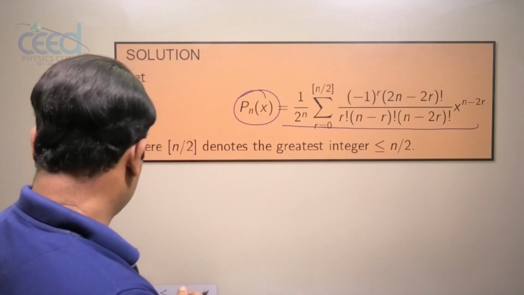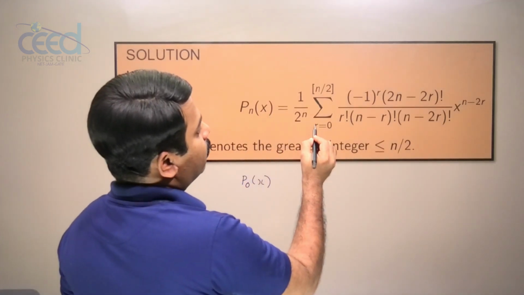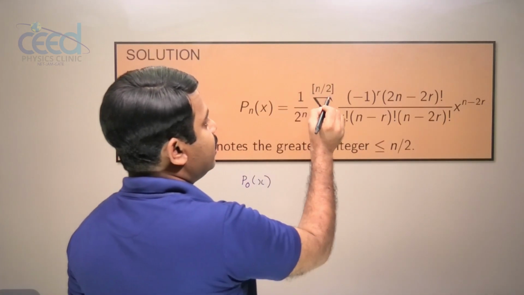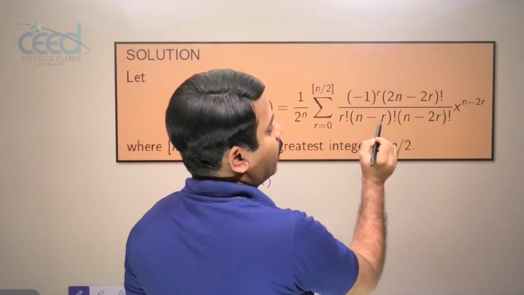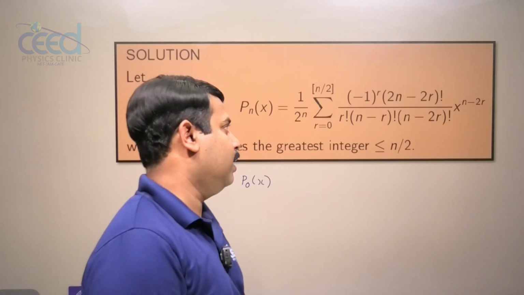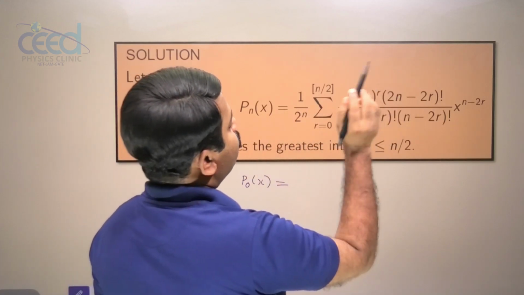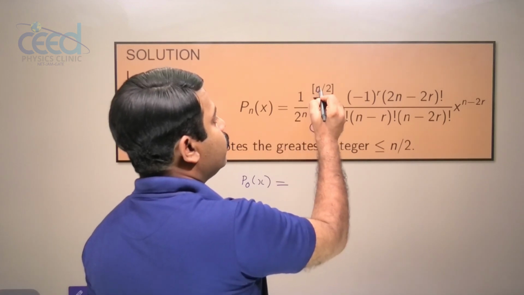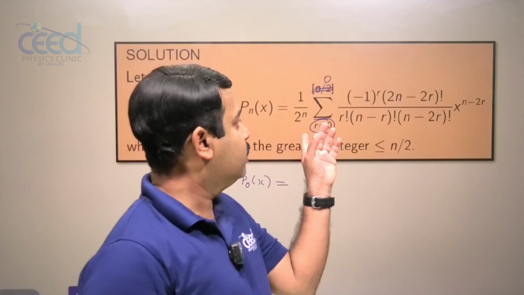We can see what is p0, p1 and solve. See what is p0 of x. Here the solution is 1 by 2 raised to n, sigma r is equal to 0 to greatest integer of n by 2, minus 1 raised to r, 2n minus 2r all factorial, r factorial, n minus r factorial, n minus 2r factorial, x raised to n minus 2r. Right. So for p0 of x we put n as 0. Then put the r value. R goes from 0 to 0 by 2, so r has only one value, 0 to 0. So r is 0, n is 0.